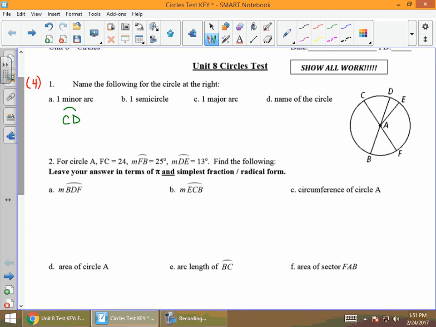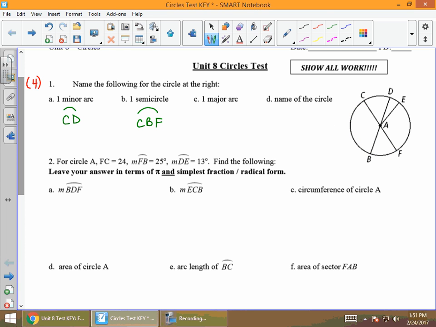A semicircle has to be half of the circle, so the two ends have to be on the same diameter, and you need to have a point in between them along the circle. So if I'm thinking here, this distance from C all the way around to F, that goes through point B, so that would be C, B, F, is a semicircle. That is half of an entire circle.